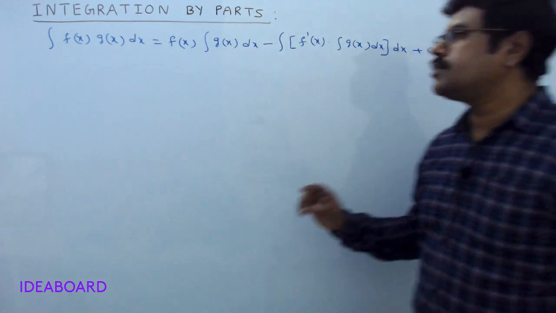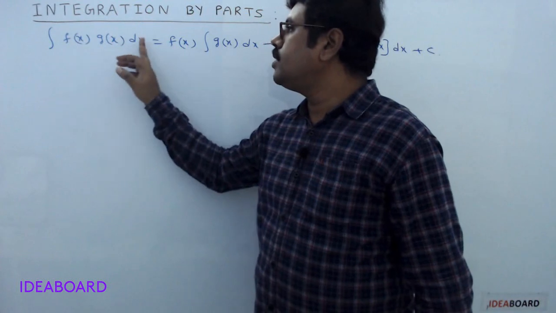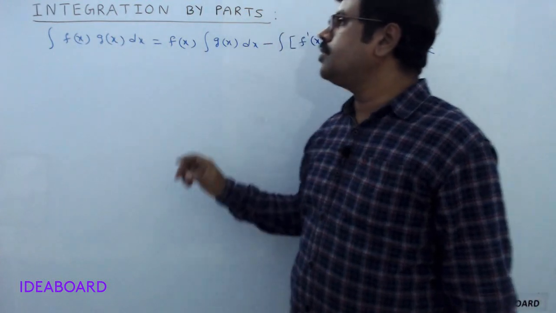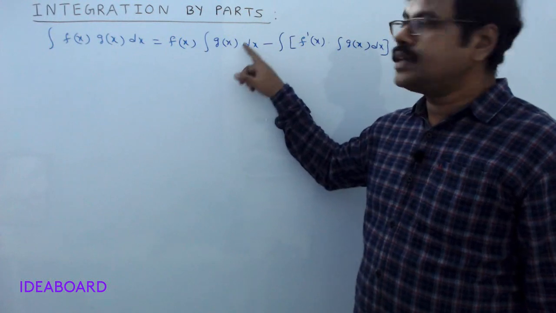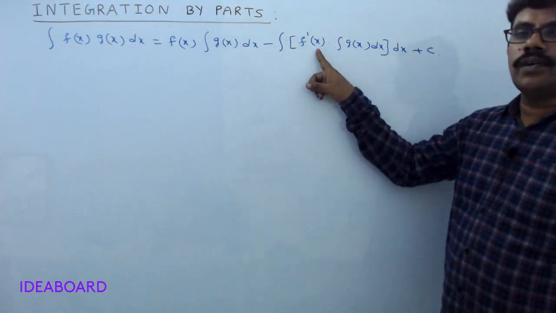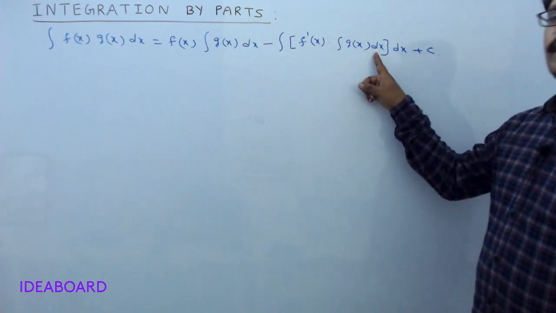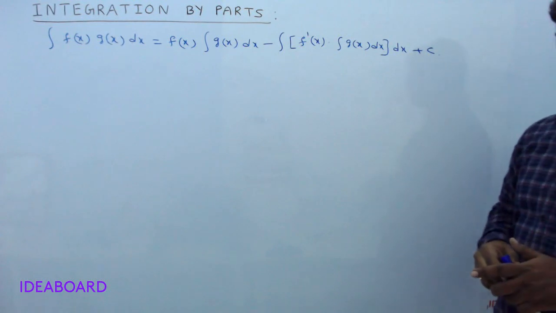Once again, what is the formula? Integral f of x into g of x dx equals f of x into integral g of x dx minus integral of f dash of x into integral g of x dx into dx plus some constant c.